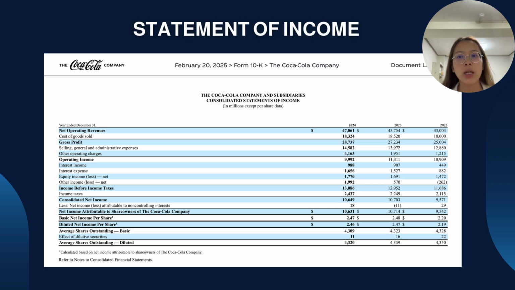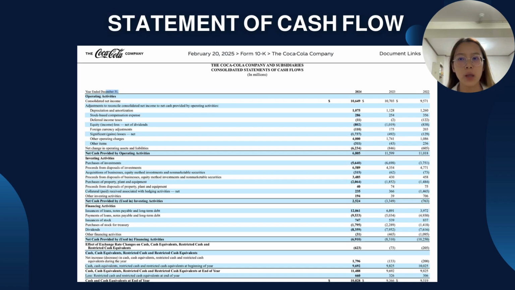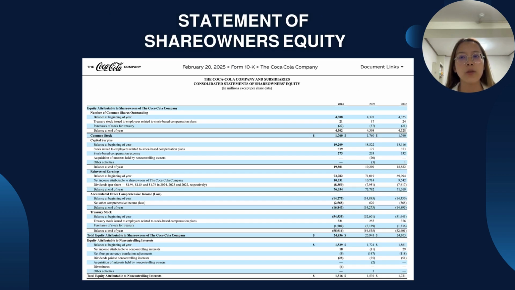All of these ratio analyses are based on the data from Coca-Cola's key financial statements. Such as the income statement that shows revenue and profit performance. Next is the balance sheet that outlines assets, liabilities, and equity. The third one is the cash flow statement that tracks cash movement in operations, investing, and also financing. And the last one, the statement of shareowners' equity, reflects changes in equity, including dividends and retained earnings. These statements form the foundation of accurate ratio analysis.